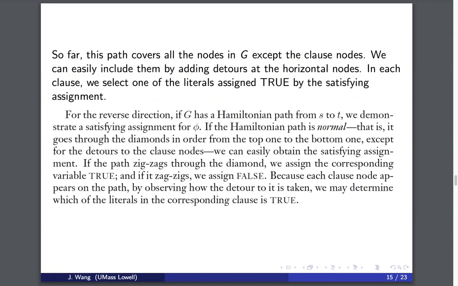Now for the reverse direction. Suppose I have a Hamiltonian path from S to T. How can we find a satisfying truth assignment for the variables? Okay, so now let's see this.